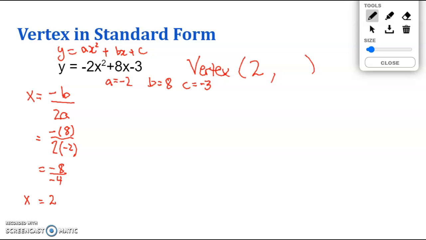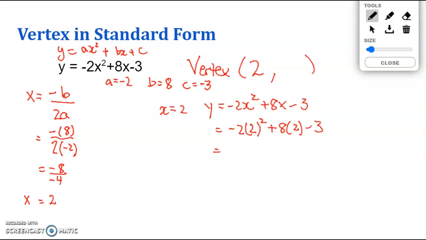However, I do know that the point goes through this parabola, so I can substitute x is equal to 2 into y is equal to negative 2x squared plus 8x minus 3. So negative 2 times 2 squared plus 8 times 2 minus 3. Now order of operations is really important. I am going to do the exponents first because exponents are higher order. 2 squared is 4. 4 times negative 2 is negative 8. 8 times 2 is 16. So then subtract 3. Negative 8 minus 3 is negative 11, plus 16 is going to be positive 5.